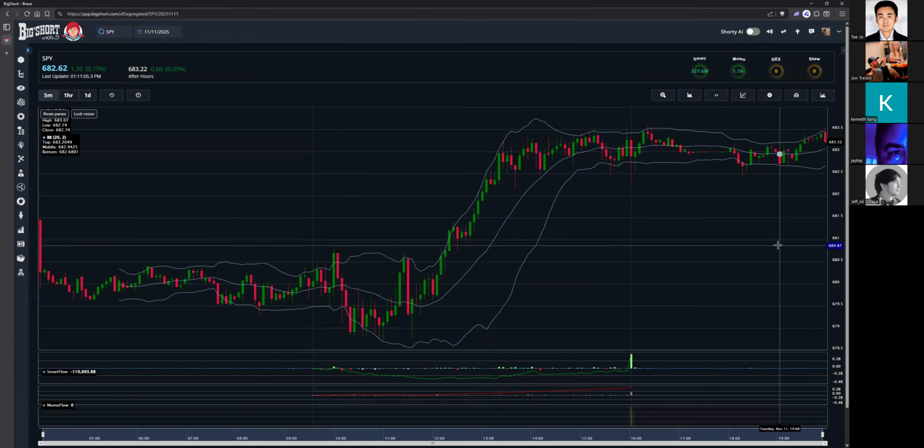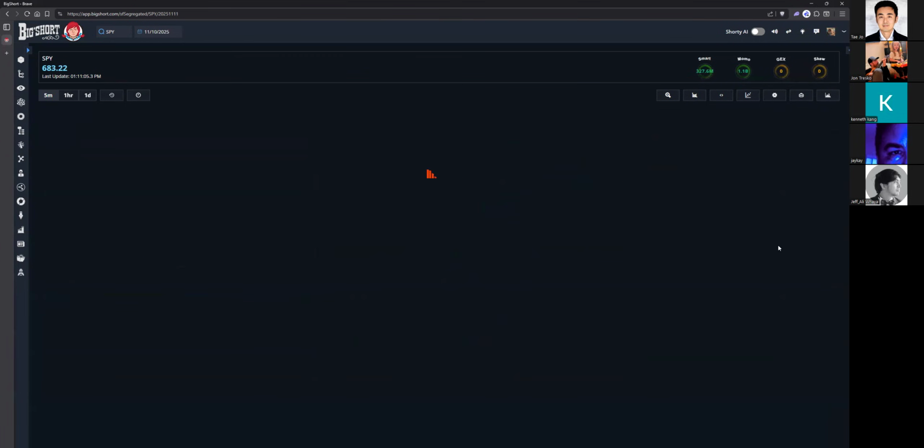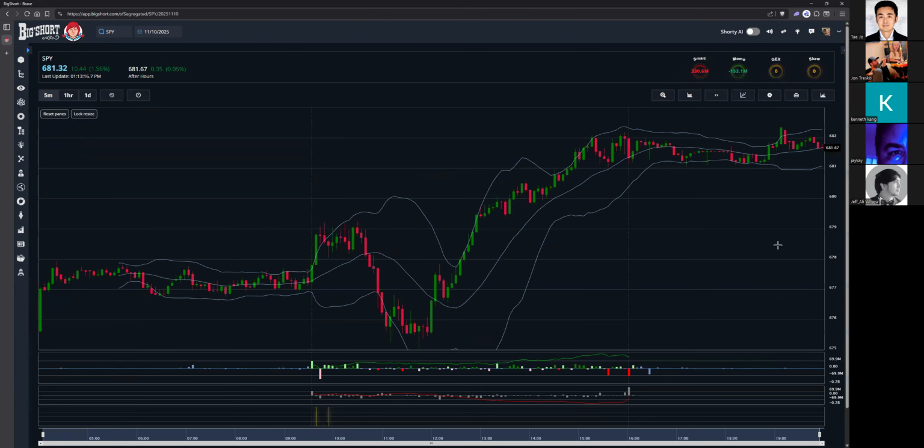It looks like that happened on very small volume too. Yeah, I don't know. The panes are small, so I can't tell. Is it a trend day?